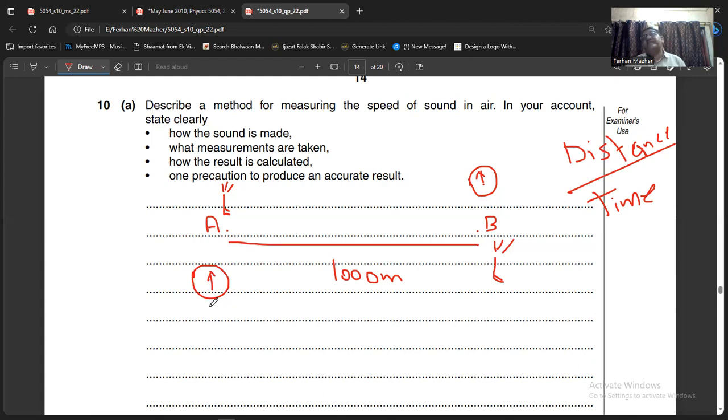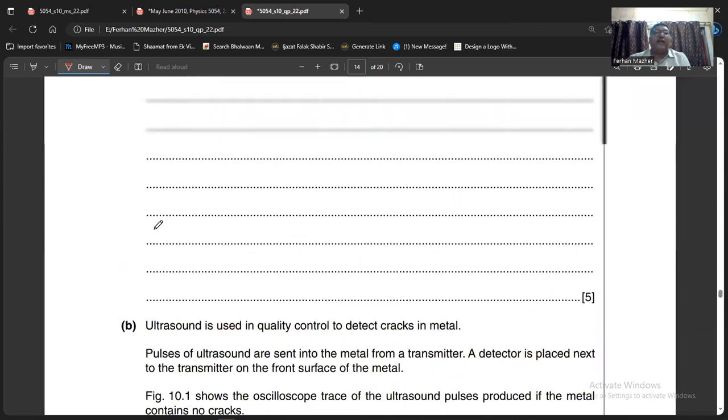And by this way, they can calculate the speed. Then they can take the average of the speed. By doing so, you will be able to correct any error due to the wind. Okay, so this is how we answer it. It's a 5 marks question.